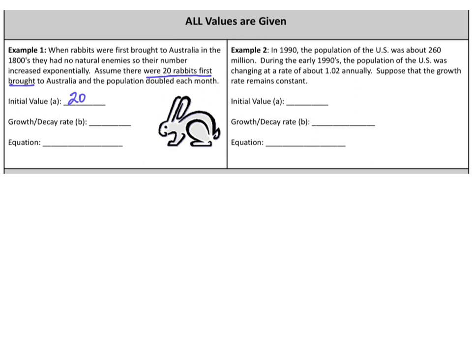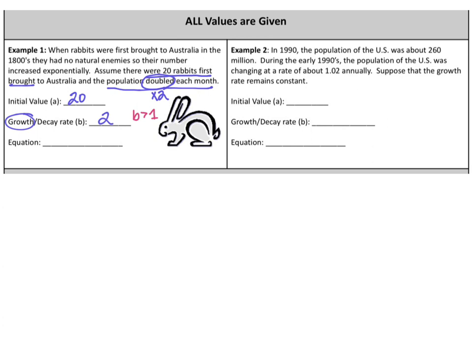What's the growth and decay rate? Well, what happened to the population? The population doubled each month. What does it mean to double? It means to multiply by 2, which means our growth rate is 2. How do I know it's growing and not decaying? Because this value is bigger than 1.